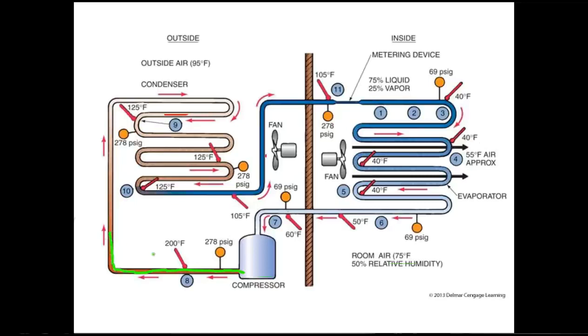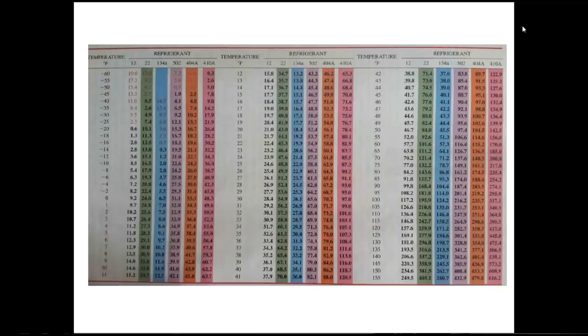So we're at 278 psig, and at a certain point in the condenser coil, we are going to hit the saturation point of this refrigerant. And if we take a look right here, 278 psig, here's our R22 column, here's our temperature column, this is the saturation point. 278 psig for R22 means it's at 125 degree temperature.